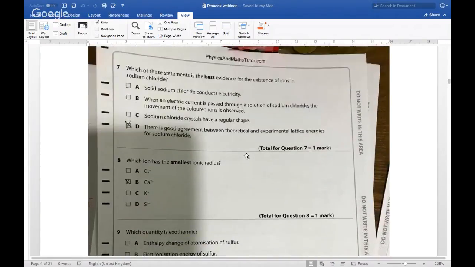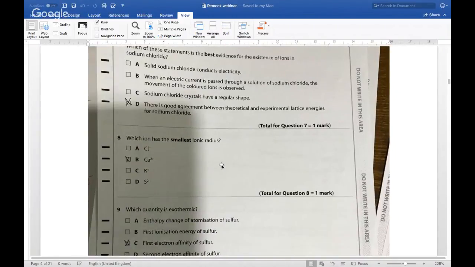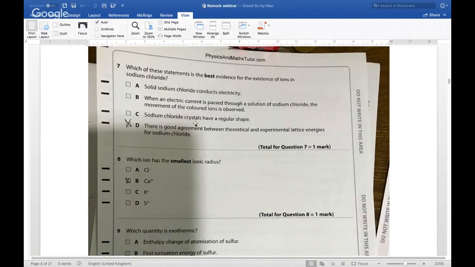Anyway, let's go to the next one. Sodium chloride crystals have a regular shape. Giant covalents have a regular shape. No good. There is a good agreement between theoretical and experimental lattice energies for sodium chloride. That's the right answer. The reason being, of course, that lattice enthalpies apply only to ionic compounds. So if they're talking about experimental versus theoretical, they're talking about ionic compounds. Plus, if they didn't agree, it would be covalent. We know that if it's giant covalent, then the lattice enthalpy would be enormous.